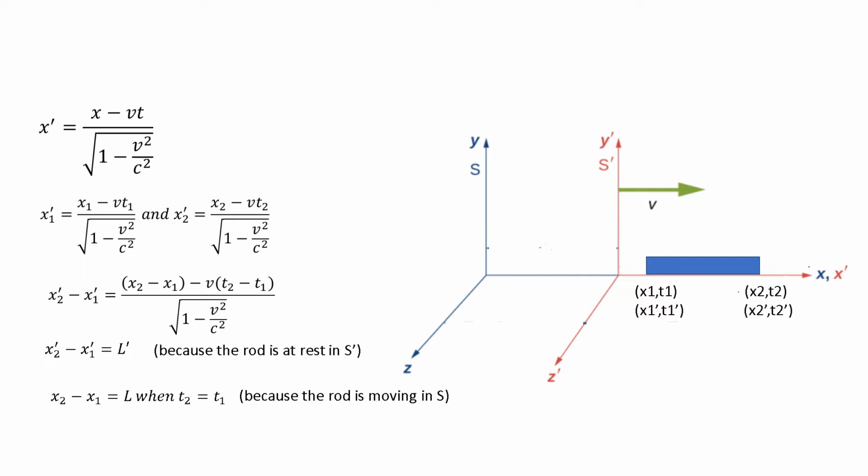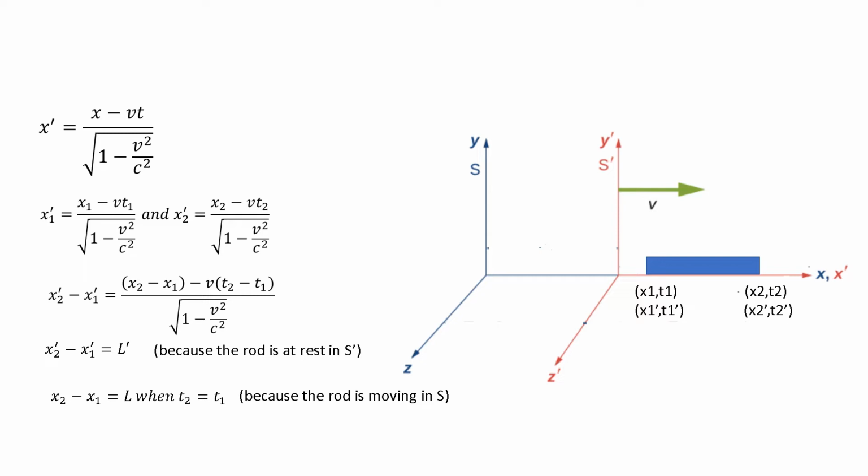When the rod is at rest, then we can measure the coordinates of its endpoints simultaneously or at two different times. In both cases, we can find the length of the rod from the coordinates of its endpoints. Since the rod is at rest in frame S prime, therefore x2 prime minus x1 prime equals L prime, which is the length of the rod measured by frame S prime.